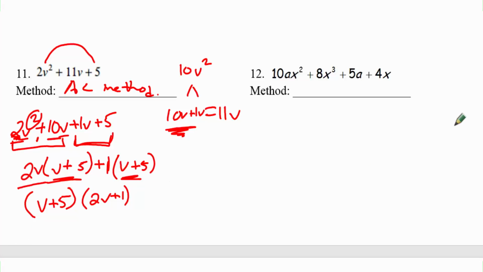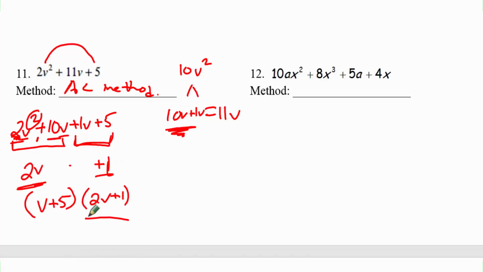So to see this, when I take out the v plus 5 here, it's going out front. It's like I'm erasing it. So what's left over? The 2v. And as I factor out the other v plus 5, it leaves me with that plus 1. So that's why I have this 2v plus 1, these guys right here.